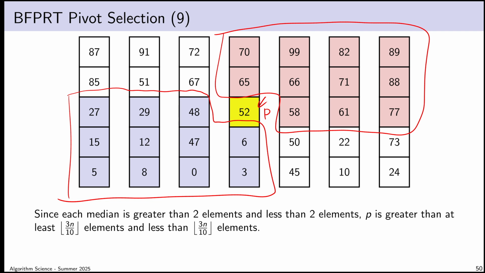Okay, so what I've done is I found this pivot P by sorting my subarrays in linear time and then finding the median of medians.